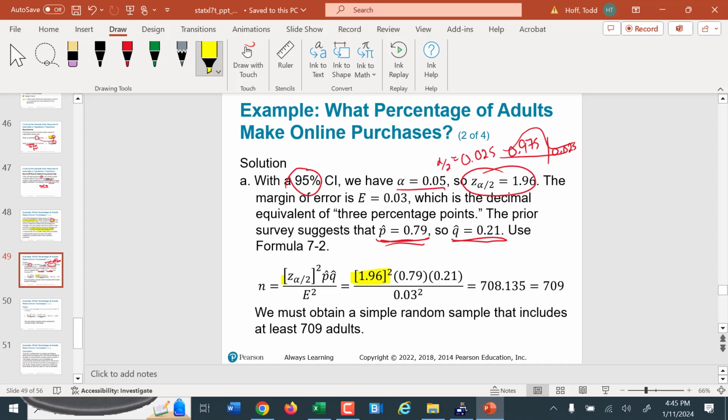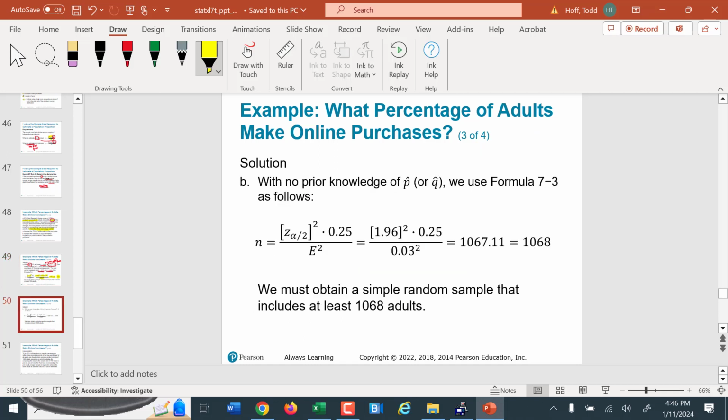1.96 squared, remember that's the z sub alpha over 2 squared, times p hat of 0.79 times q hat of 0.21, over 0.03. The 0.03 is because we wanted to be within 3 percentage points. That's a decimal of 0.03 from 3%. That, of course, is also squared. Calculating out to, as we mentioned earlier, 708.135, which will round up to 709. We need to have a sample of at least 709 adults to be relatively sure that we're within 3 percentage points of the actual value, that our margin of error is smaller than 3 percentage points.